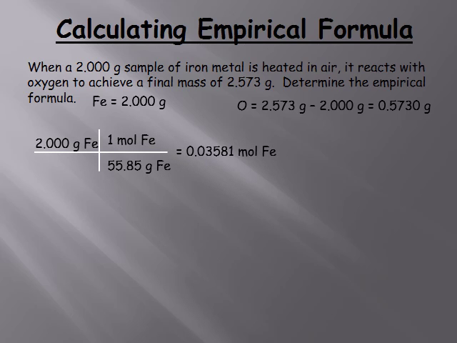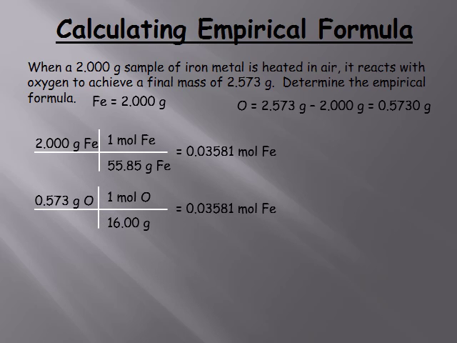So you're going to have 2 divided by 55.85 to give 0.0358 moles of iron, and corresponding for oxygen, you've got 0.573 divided by 16 to give 0.358 moles of oxygen. You can clearly see that there's no smaller number per se, so you can choose either one of those. So it means that it must be a 1-to-1 ratio, so the formula must be FeO.